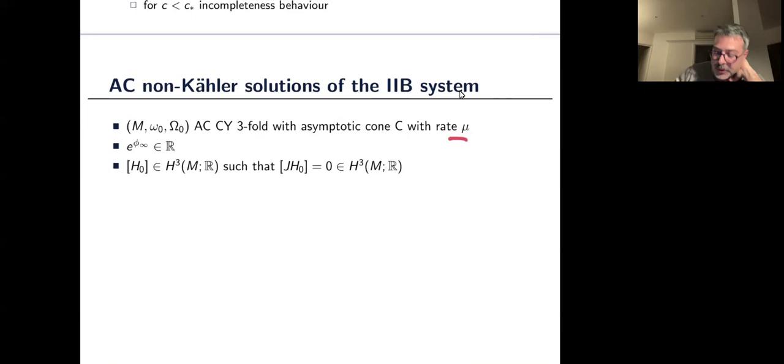And then I fix my dilaton as a constant. And then I'm also fixing a cohomology class of degree 3 with a topological constraint. Basically, this cohomology class must contain a representative H0 such that if I apply J to it, then I get an exact three-form.